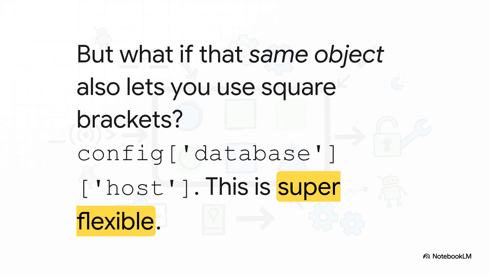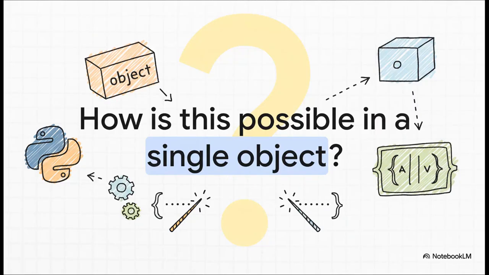But what if that exact same object also let you get that data using dictionary-style square brackets? I mean, how flexible is that? It's perfect for when you're working with keys that might be changing. So that's our central puzzle for today. How on earth can one single object support both of these ways of getting data? How can it act like a regular object and a dictionary at the very same time?